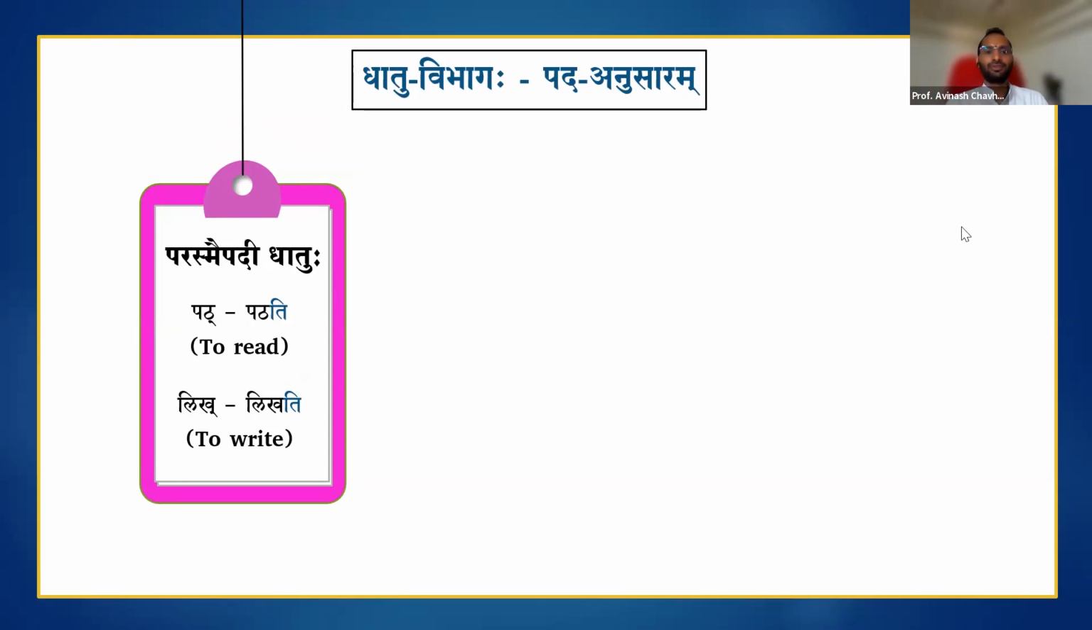All these 2000 dhatus are divided into three. Some of them are parasmaipadi dhatus. What does parasmaipadi mean? Actually, it is a noun, like any other noun. In a similar manner, parasmaipada is another noun. In this group there are dhatus like patha, pathati is a parasmaipadi dhatu. Likha, likhati is a parasmaipadi dhatu. There will be some pratyayas. If you see ti, tah, anti, you will understand this belongs to parasmaipada. That's how you will understand all kriya padas.